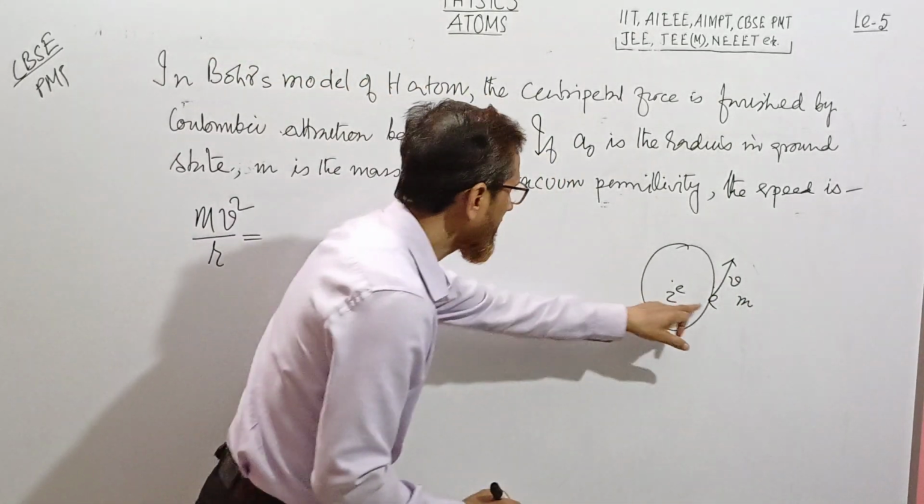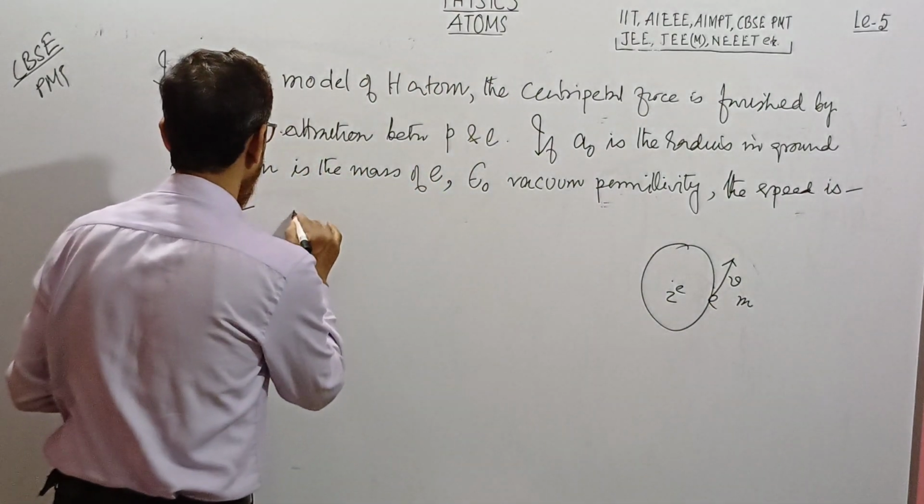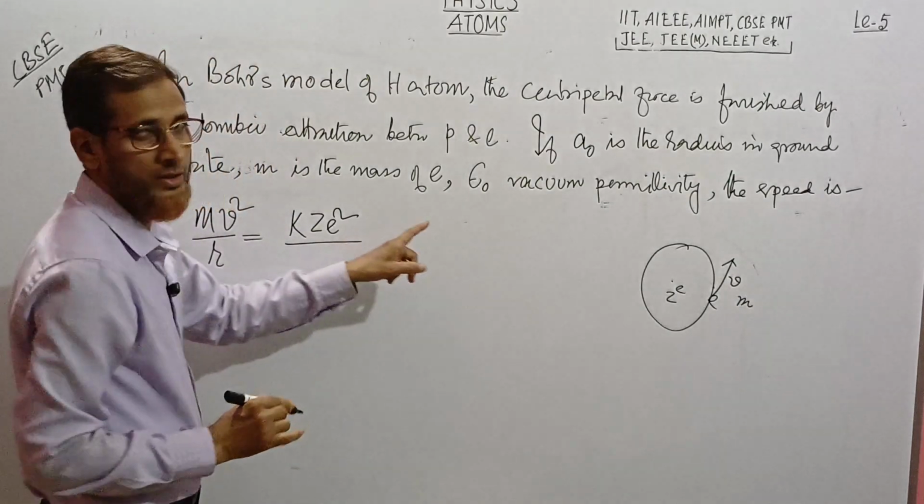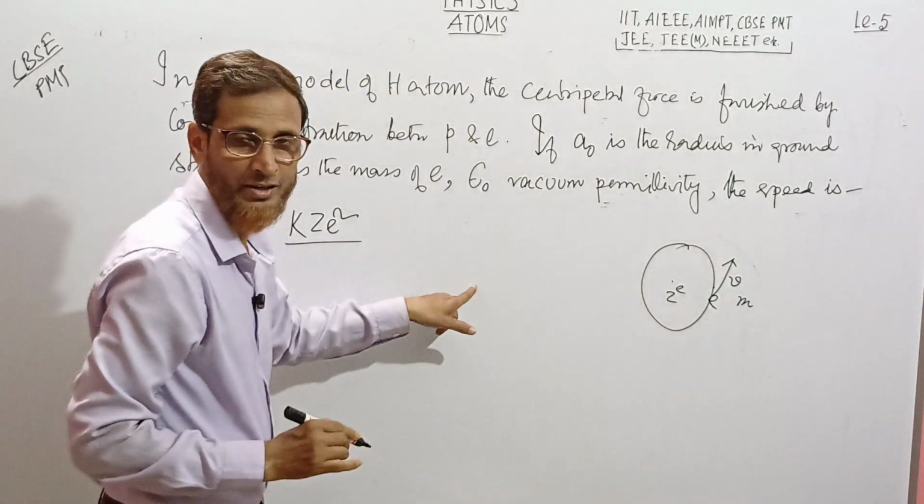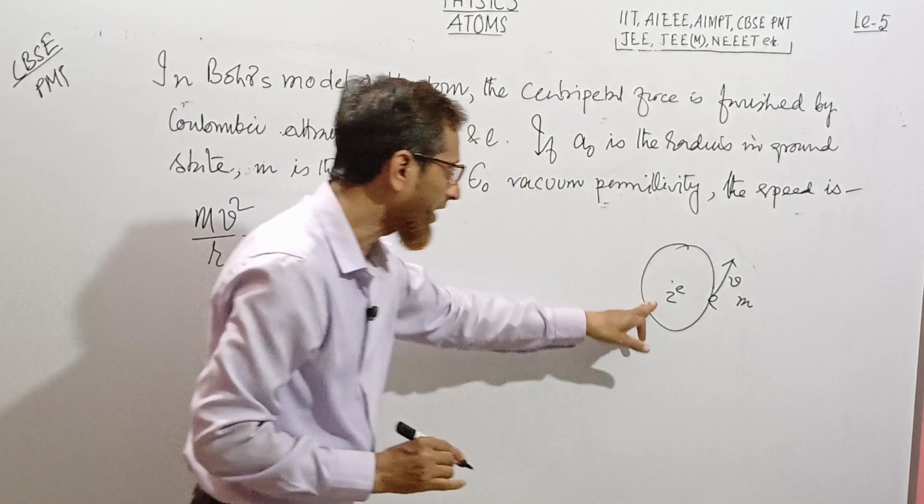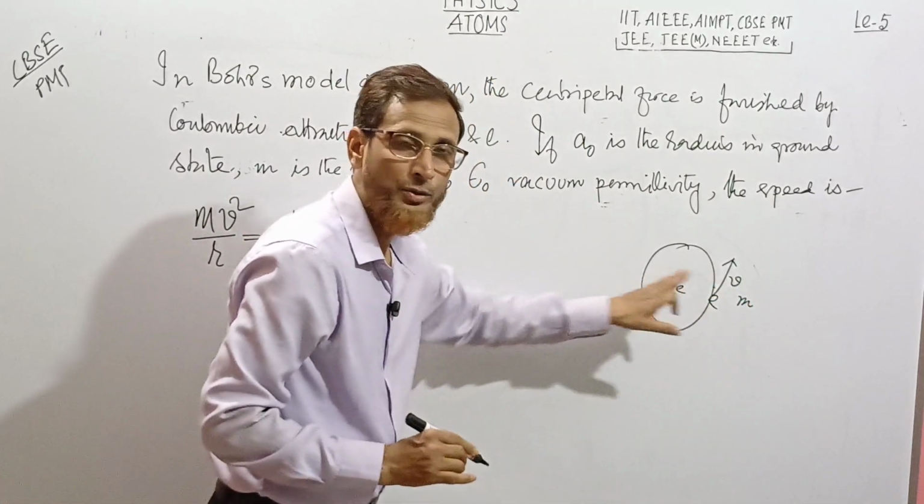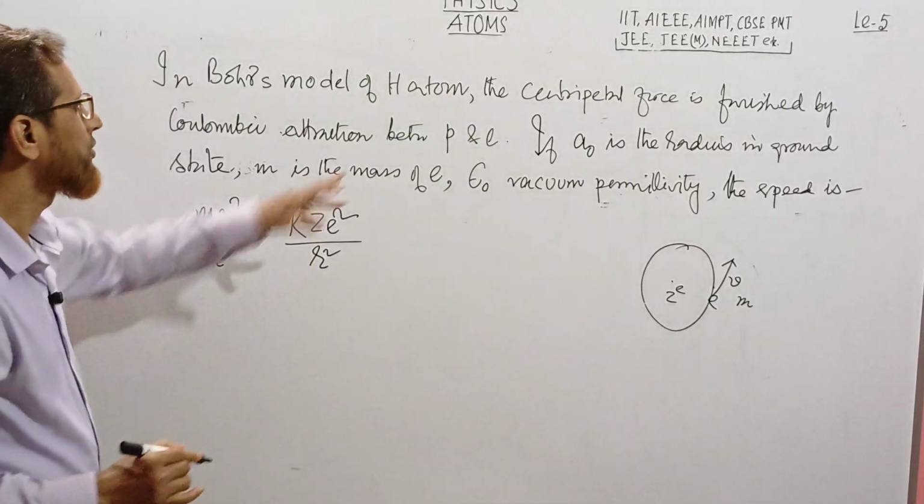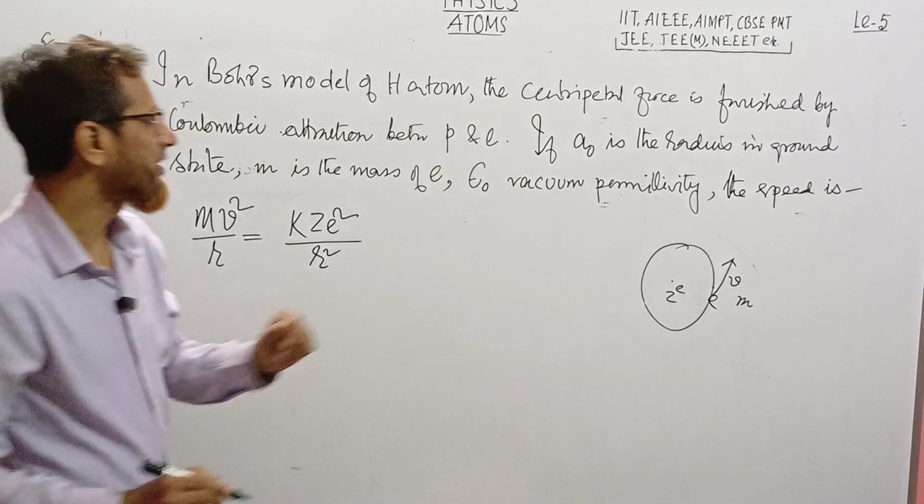So the charge is e. It is k Z e square, that is k Q1 Q2 by r square. One Q is equal to e, the other Q is equal to e. So k Q1 Q2, e e by r square. This is Coulombic attraction. That should be balanced with the centripetal force. The condition is that simple.